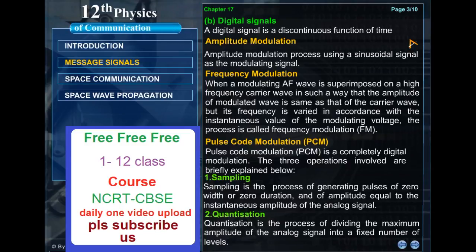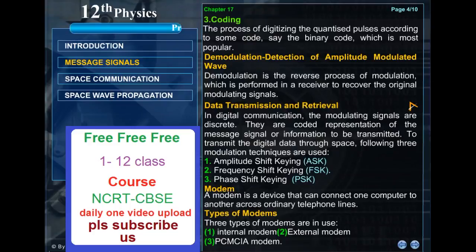Quantization. Quantization is the process of dividing the maximum amplitude of the analog signal into a fixed number of levels. Coding. The process of digitizing the quantized pulse according to some code, say the binary code, which is most popular. Demodulation, detection of amplitude modulated wave. Demodulation is the reverse process of modulation, which is performed in a receiver to recover the original modulating signal.